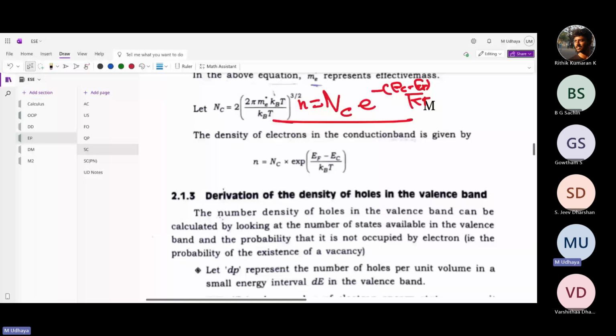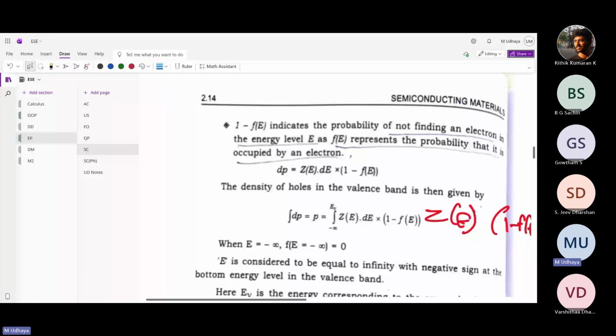In that case, there will be a slight tweaking in the Fermi function, because it talks about the probability of occupation of an electron with energy E. But here we need holes. So we actually need not f of e, but 1 minus f of e. The probability of not finding an electron with the energy E is the probability of finding a hole in this region. So you will do 1 minus f of e. And this will be calculated from minus infinity till EV, because you're searching for holes in the valence band. Valence band is from minus infinity to EV.